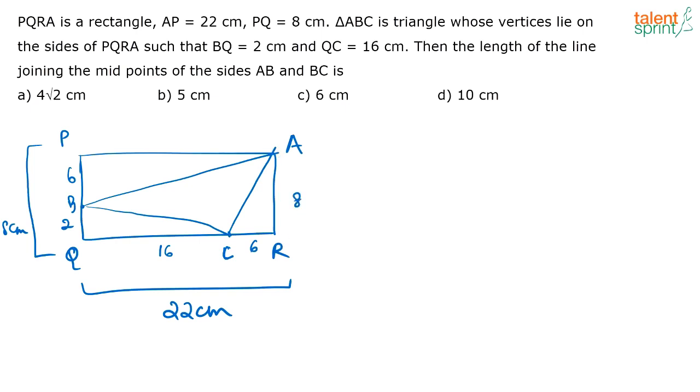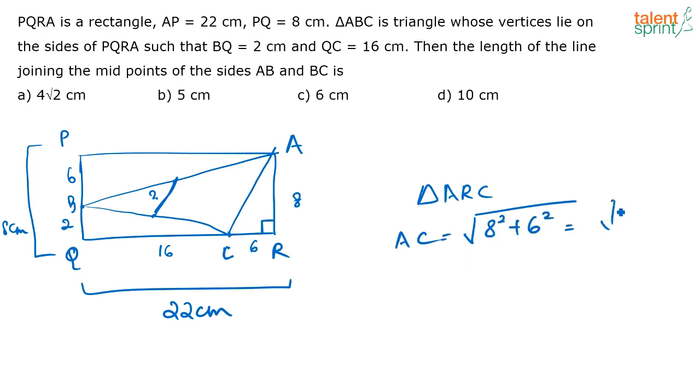Now the question is, if you are taking the midpoints of sides AB and AC, you should know what that length is. This length is what you have to find out. Now see here, this is a rectangle, and this is a right angled triangle. If you consider triangle ARC, this is a right angle triangle, and I can say AC, this hypotenuse, is equal to root of 8 squared plus 6 squared, correct? That is equal to root of 64 plus 36, that is root of 100, or this is equal to 10 centimeter. So I know that AC is 10 centimeter.